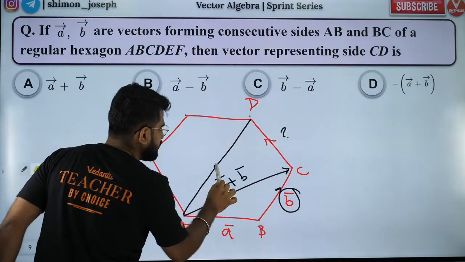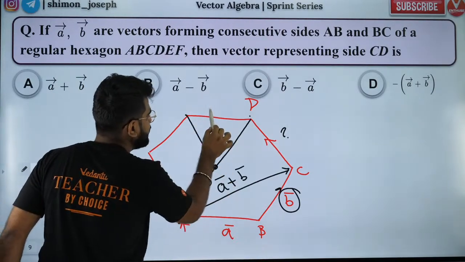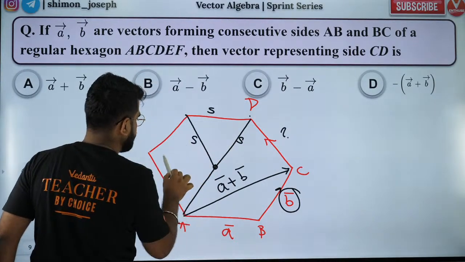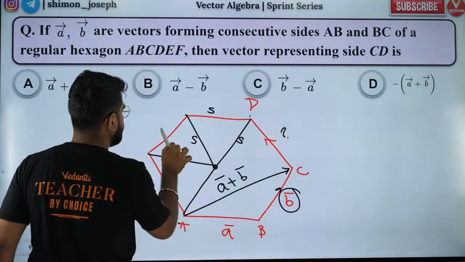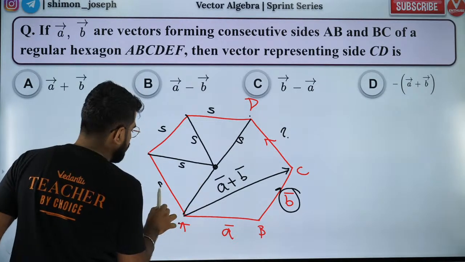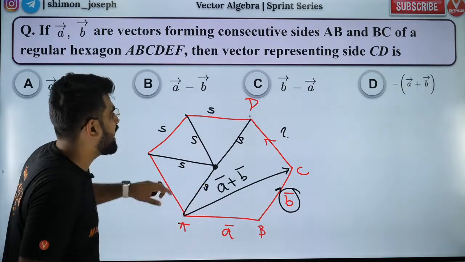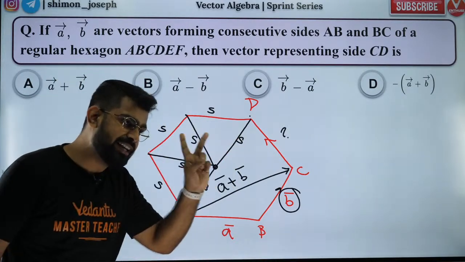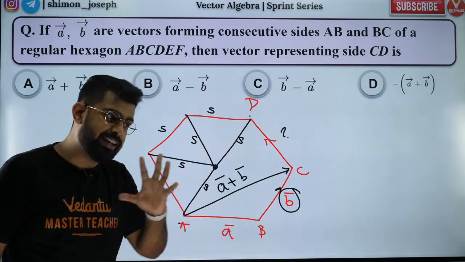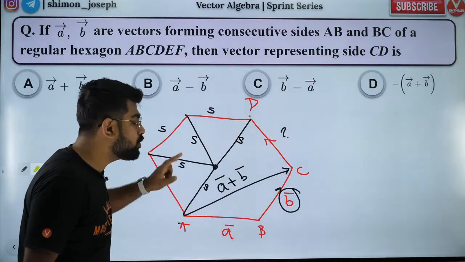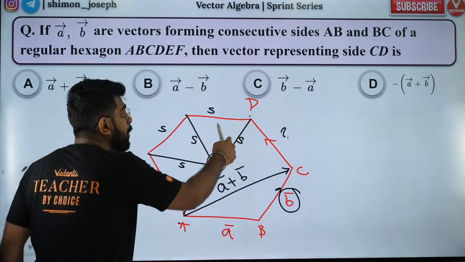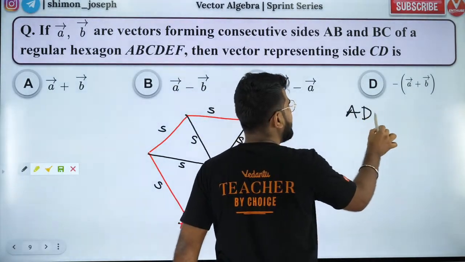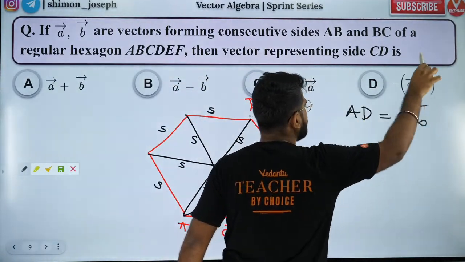Guys, if you take it to be an equilateral triangle, let's see the center. Let's say this side length is S. So this will also be S, this will also be S. Let's join this also. This will be S, this will be S. So can I say AD length is twice the side length? Very good, my dear boys and girls. So AD length is twice the side length and it is parallel to the B vector. So can I say AD is nothing but twice the B vector? Wonderful.